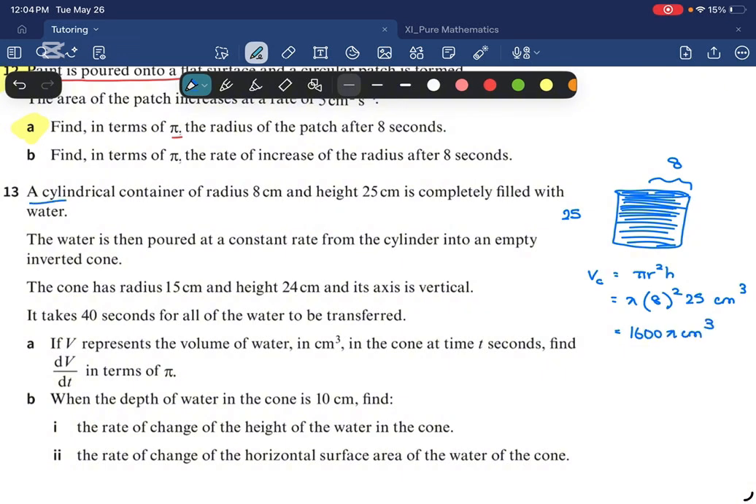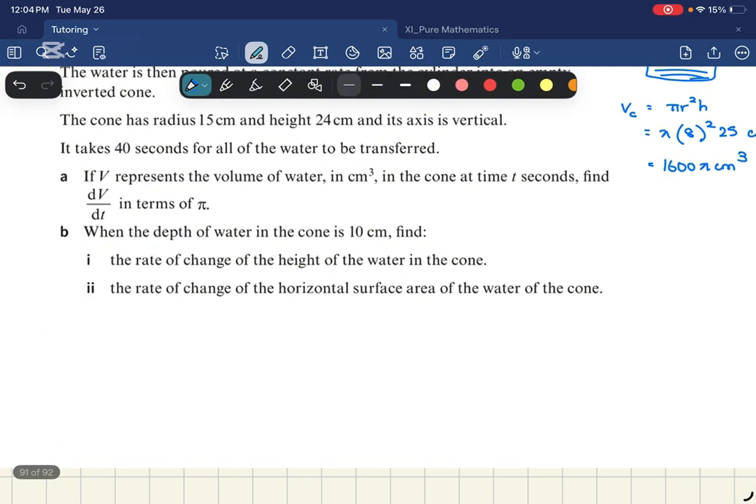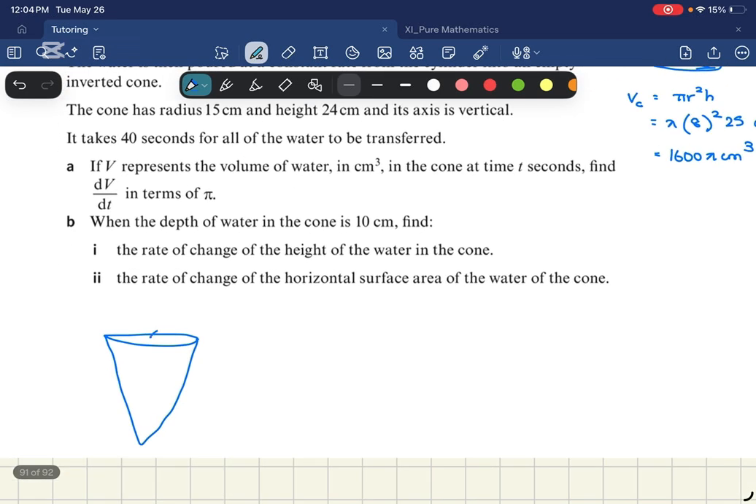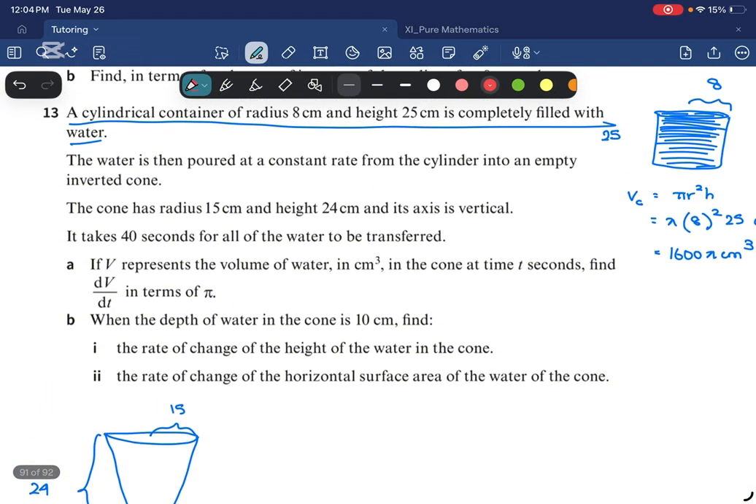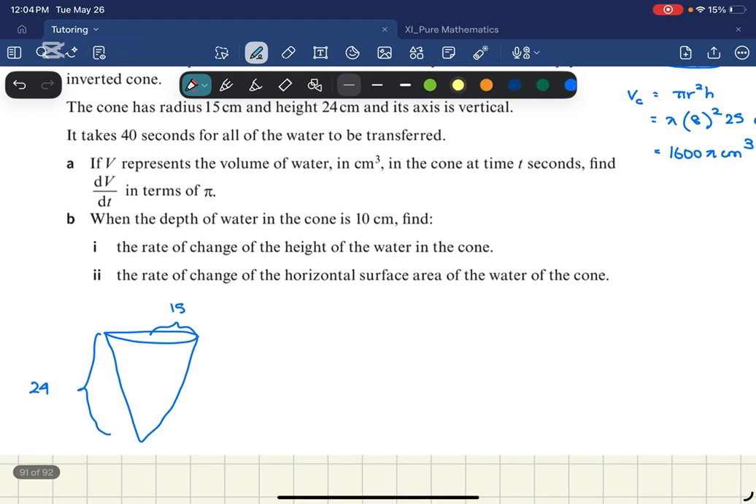All right, so we have used this information already. The water is then poured at a constant rate from a cylinder into an empty inverted cone. All right, so now we have our cone here. And we are given the dimensions. So the cone has a radius of 15, the height of the cone is 24 centimeters. All right, and now we take the water that is inside here, and we try to fill the cone here. So now the cone is not immediately going to be full, right? So the water is going to be somewhere here, and you're pouring more water from your cylinder. So this is going to be your cone.